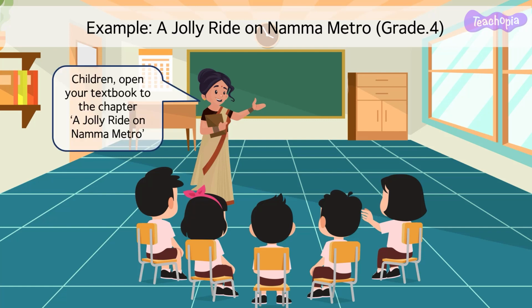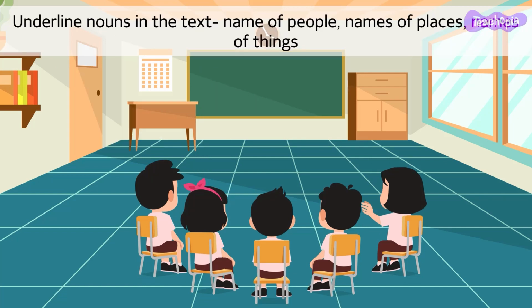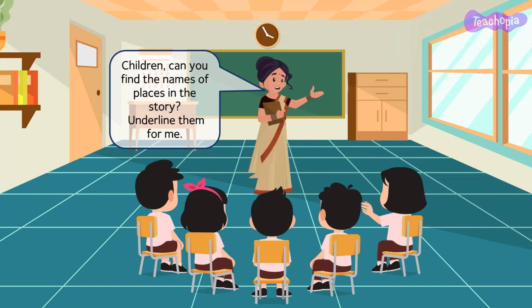Children, open your textbook to the chapter A Jolly Ride on Namma Metro. Ask the children to underline a few types of nouns in the text, like names of people, names of places, or names of things. Children, can you find the names of places in the story now? Underline them for me. And so on.